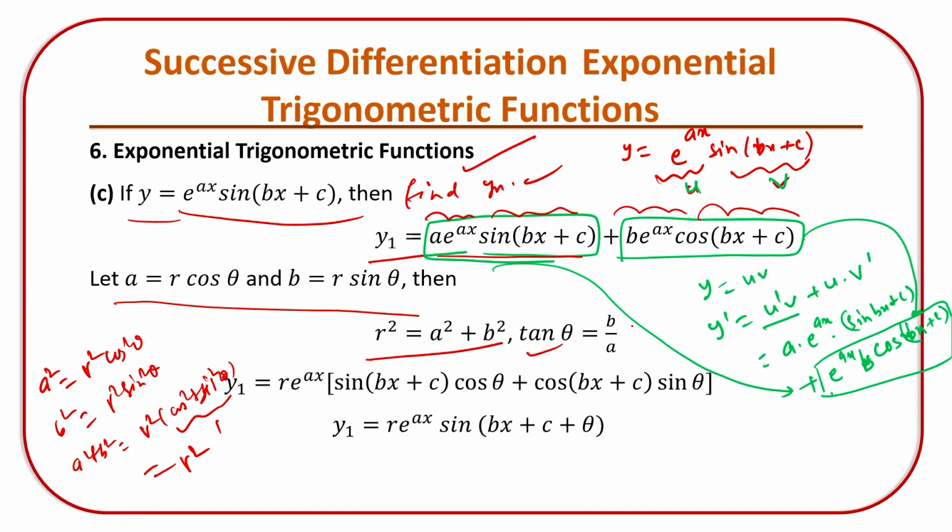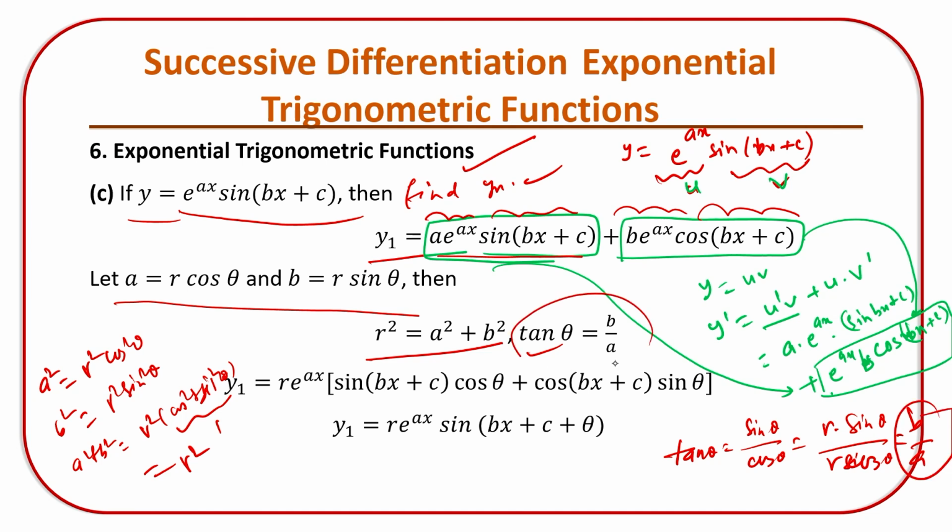And tan theta equal to b divided by a. So tan theta, that means sine of theta divided by cos of theta, that can be written as r sine theta divided by r cos theta. R sin theta over r cos theta is equal to b by a. So tan theta is equal to b by a, and r square equals a square plus b square.